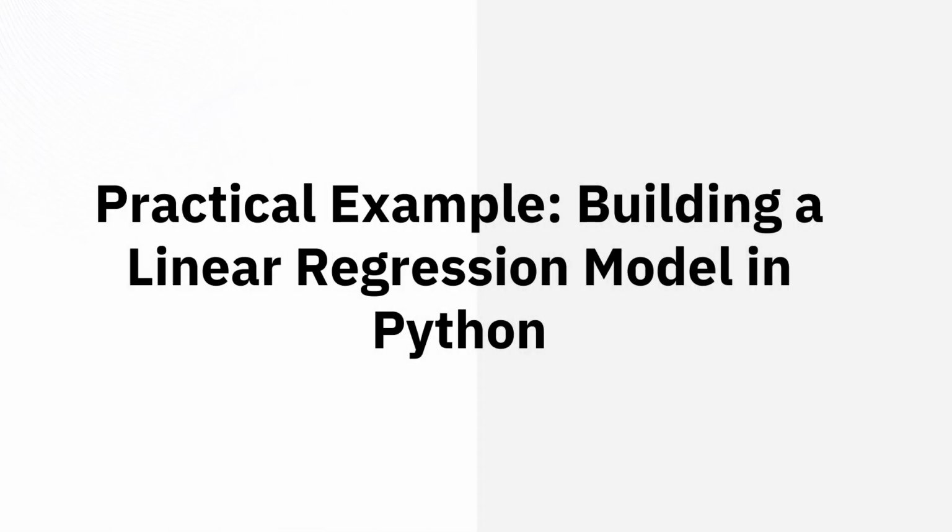Let's now see a practical example of building a linear regression model in Python. We'll use house price data with features such as the size of the house, the number of rooms, and the location to predict the price. We'll use popular Python libraries like pandas, numpy, scikit-learn, and matplotlib to build and evaluate the model.